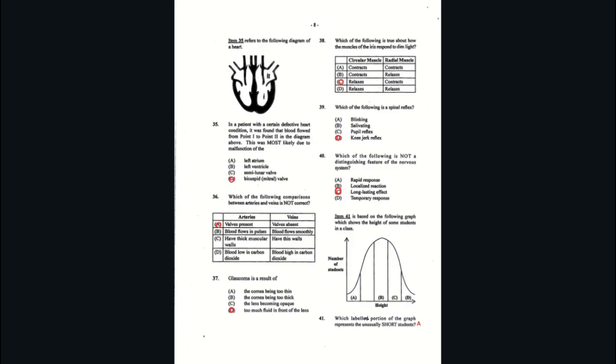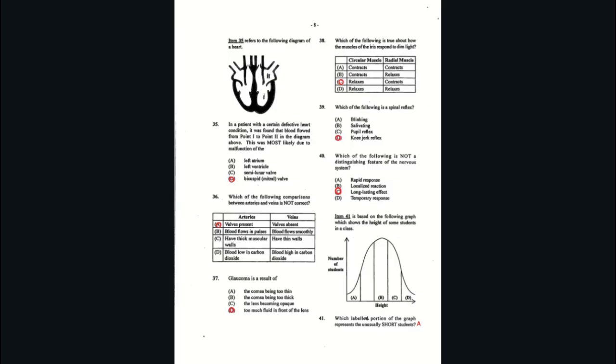Number 36 says, which of the following comparisons between arteries and veins is not correct, right? So just looking at it, I can tell that A is completely wrong, because veins have valves and arteries don't have valves. A is saying valves present in arteries and valves absent in veins. That's not true. Only veins have valves, right? And valves are to prevent the backflow of blood. Anyways, we know what is not correct. A is not correct completely. We don't even have to really look any further.